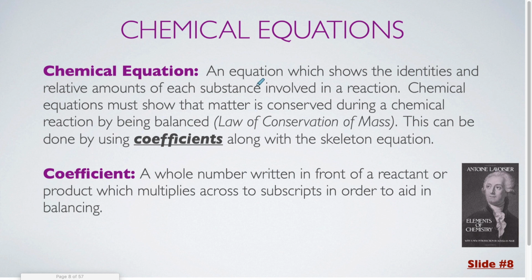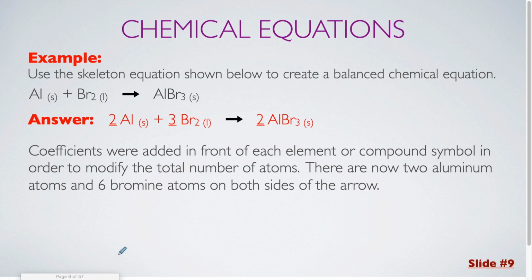So if I have a certain number of atoms on the left side of my reaction, I should have the same number of atoms on the right side of my reaction. This can be done by using coefficients along with the skeleton equation that we were just using. A coefficient is a number written in front of a reactant or a product which multiplies across to the subscripts to aid in the balancing. In our example here, we have that aluminum plus bromine making aluminum bromide example that we saw before. But now we're going to try to create a balanced equation from that.